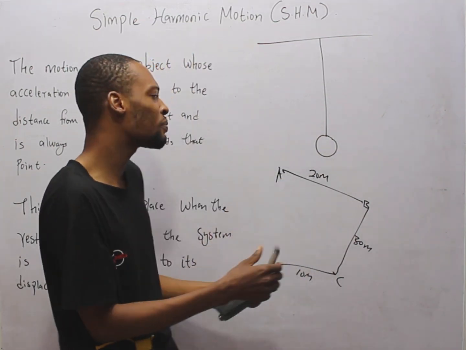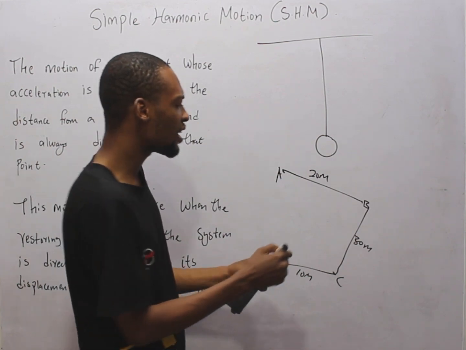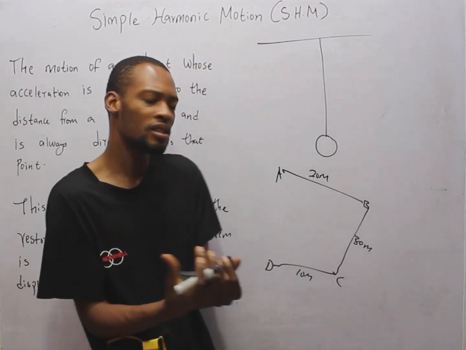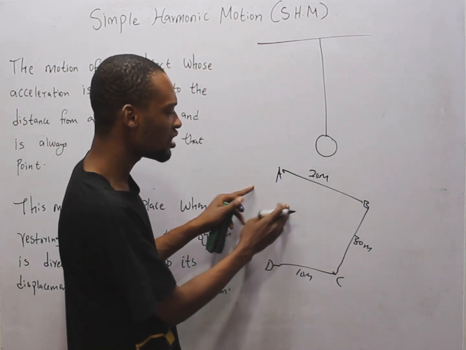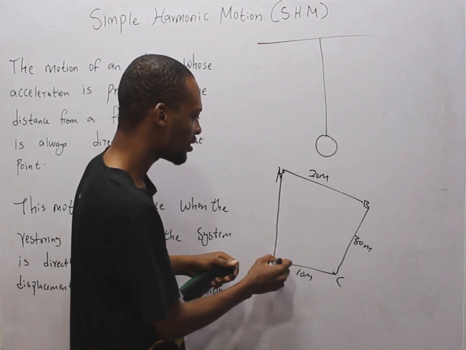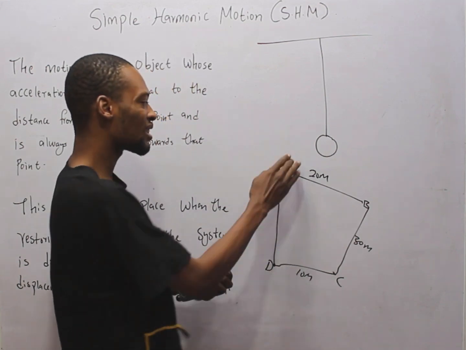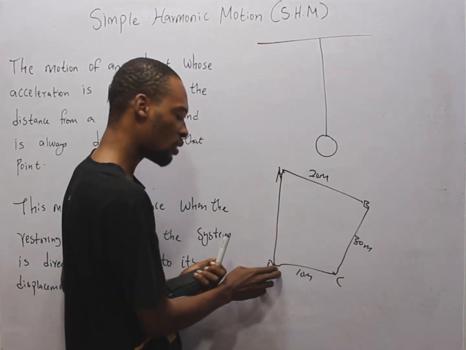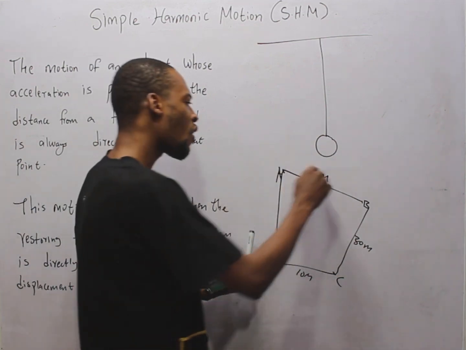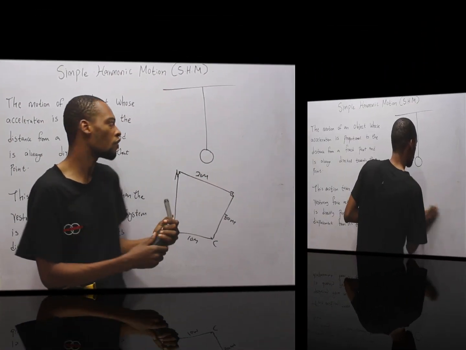Meanwhile, displacement is the ground an object has covered from the starting point. So the displacement of this object is simply from here to here. That is your displacement. Where you started to where you are now. So it doesn't take account of all the ground you covered.